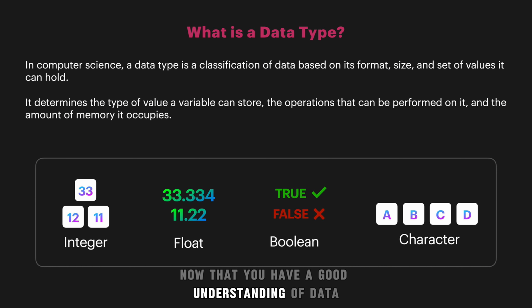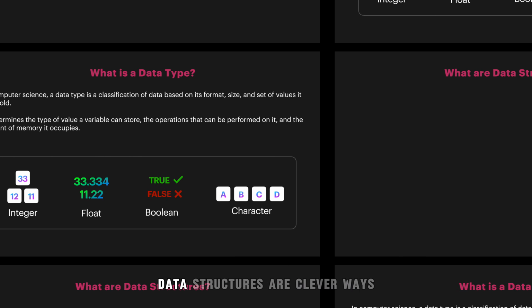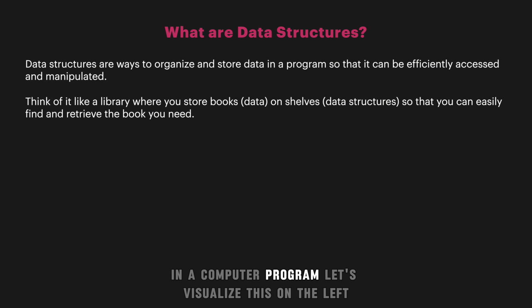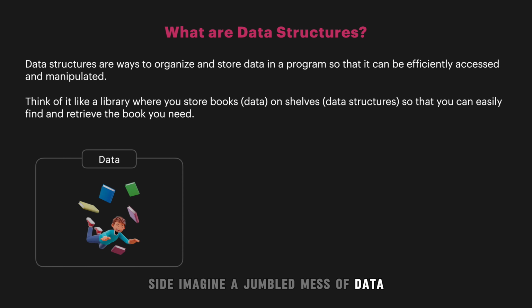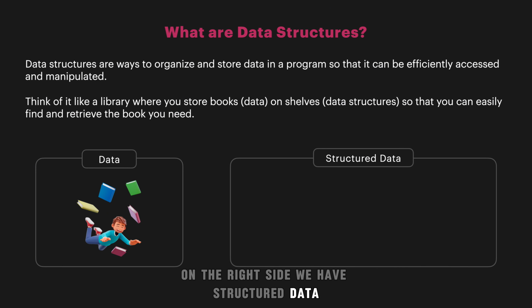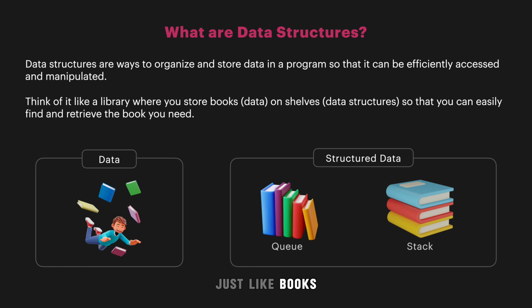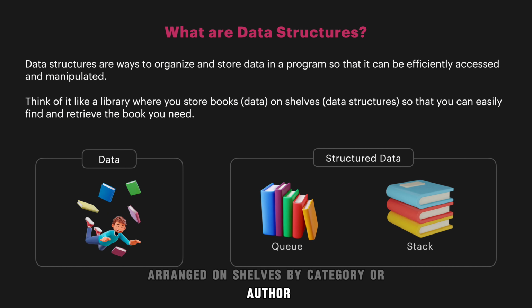Now that you have a good understanding of data and data types, we can finally tackle data structures. Data structures are clever ways we organize and store data in a computer program. Let's visualize this. On the left side, imagine a jumbled mess of data, like a pile of unsorted books. On the right side, we have structured data, neatly organized using data structures like stacks or queues, just like books arranged on shelves by category or author.